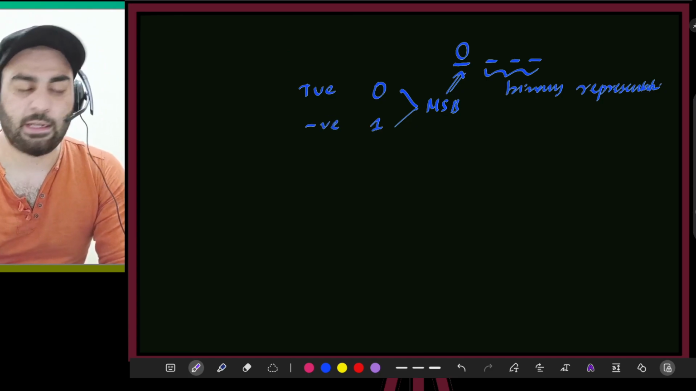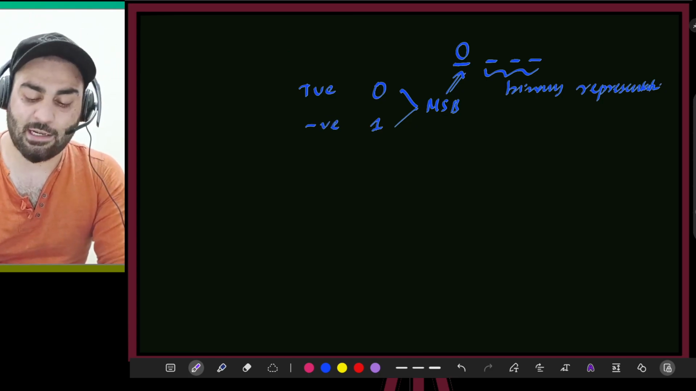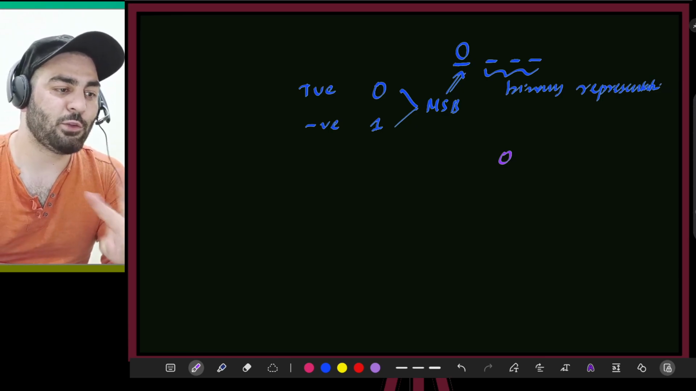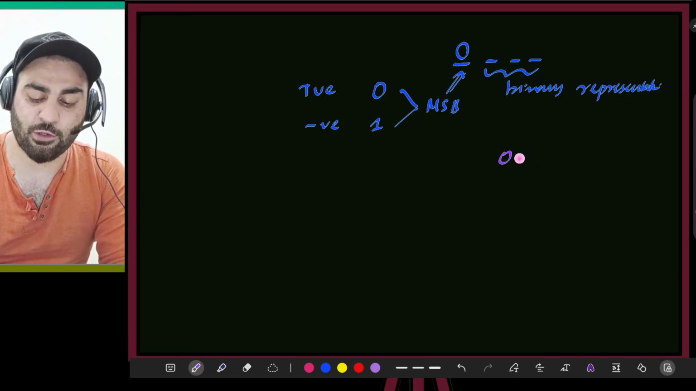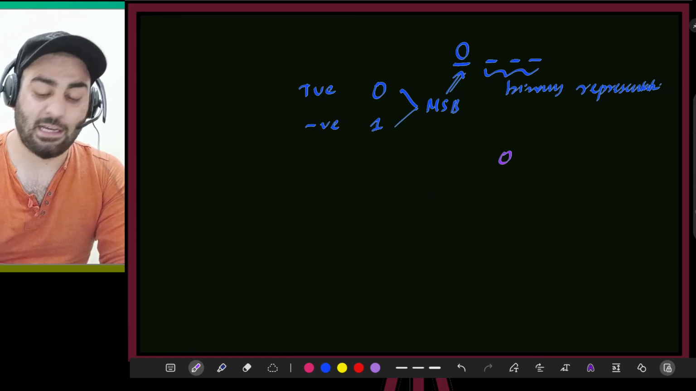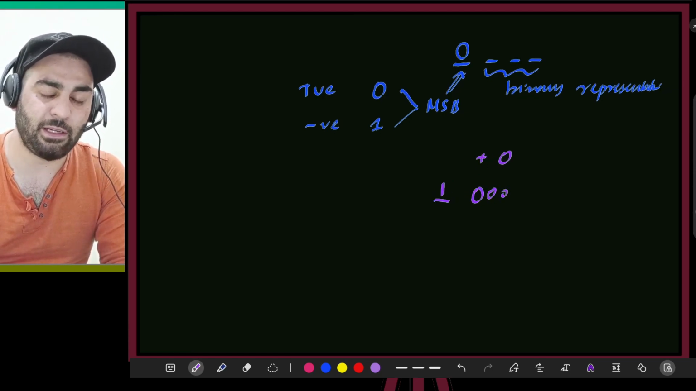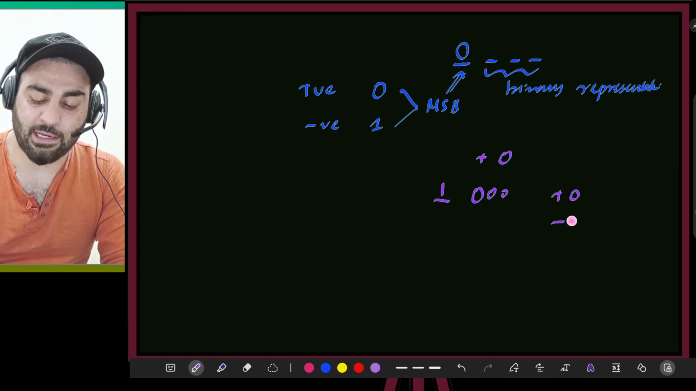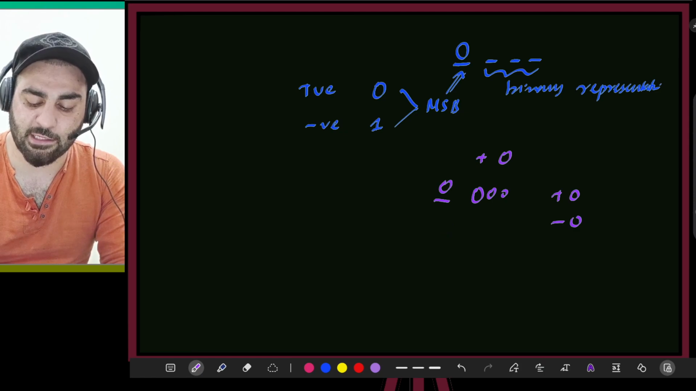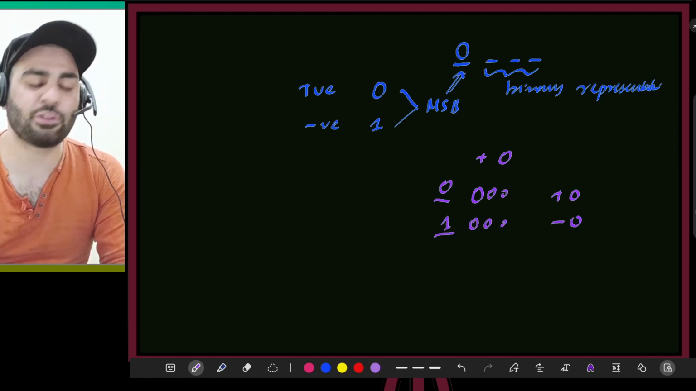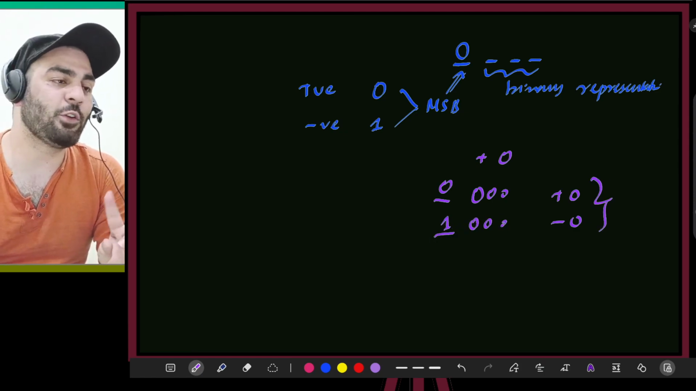Now you can clearly see that the problem is that for 0 we use two numbers to show it. If somebody asks me to write +0, I'll probably write 0 0 0 followed by, if this is the most significant bit, I'll say this is +0. And this is -0. If I'm using 4 bits, there are two representations for 0.